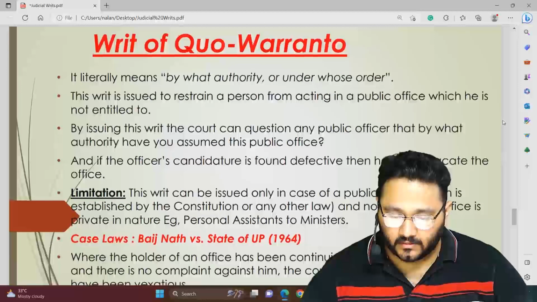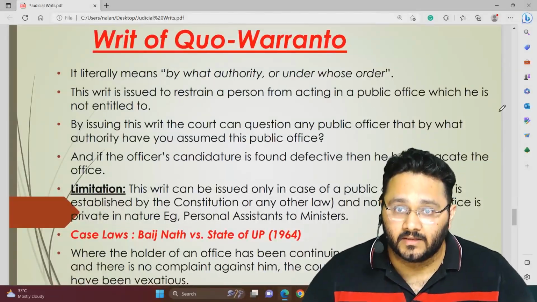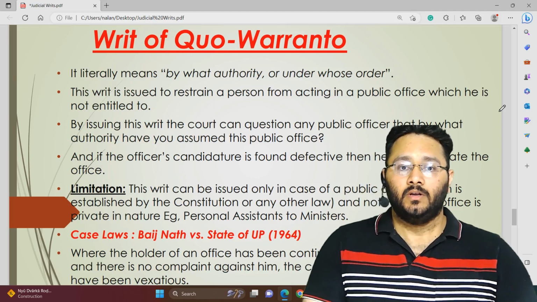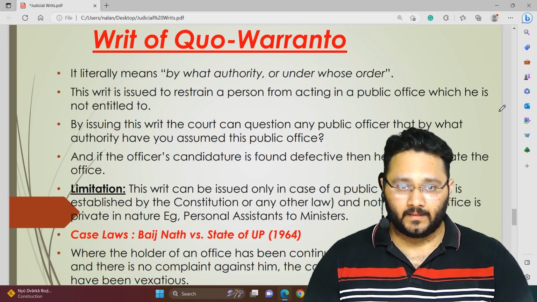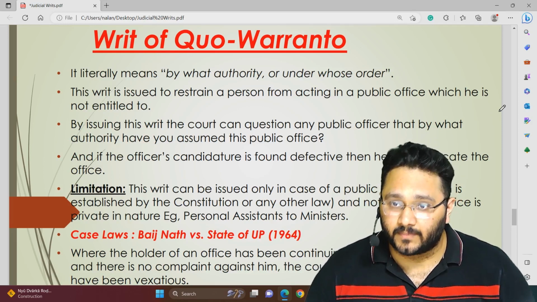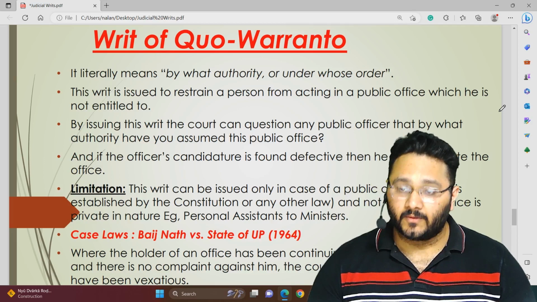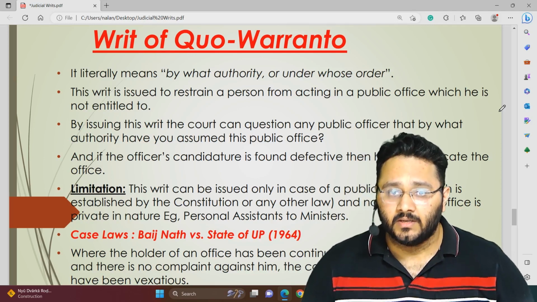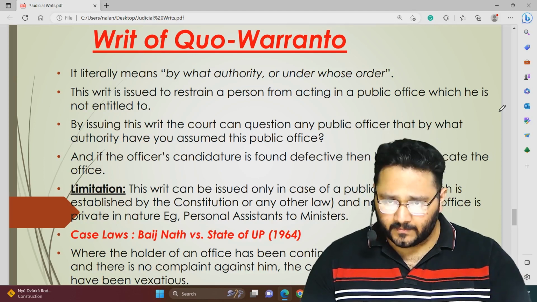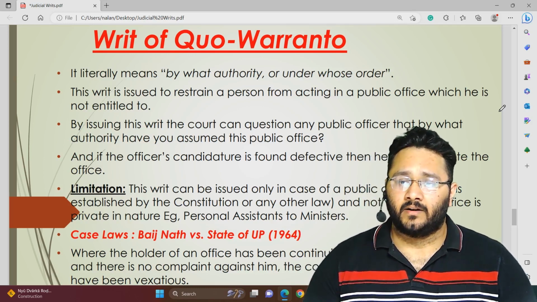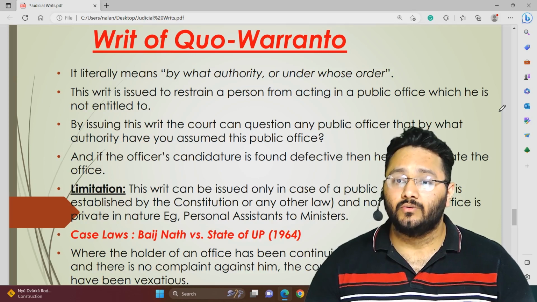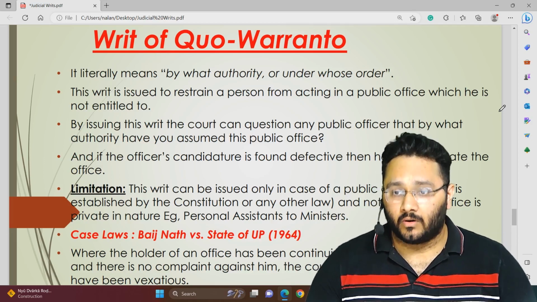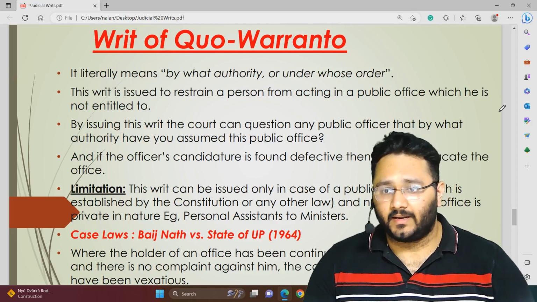Then we have the writ of quo warranto. It literally means by what authority, under whose order, by whose permission are you occupying this office? Tell us. This writ is issued to restrain a person from acting in a public office which he is not entitled to. If a person occupies a public office to which he is not entitled or is not competent to hold, any person who is aggrieved, or any person, can ask the court to issue that writ so that the person is made liable to show their credentials that they genuinely belong to that post or qualify to occupy that office, and if they fail to do so, they have to vacate the office.